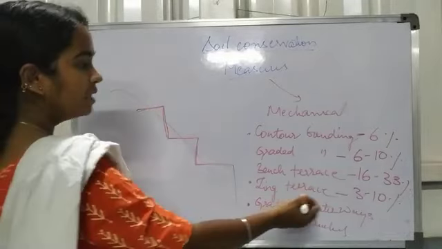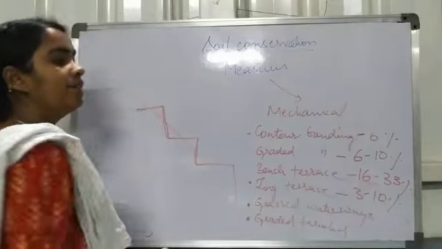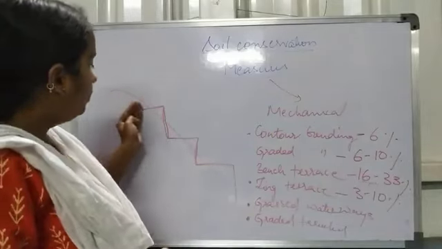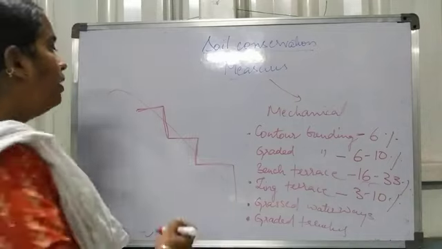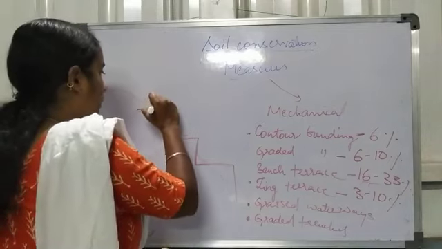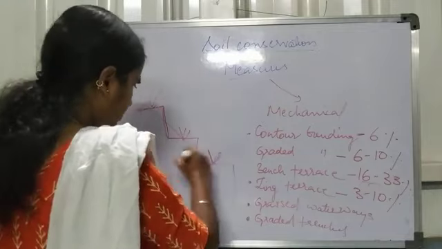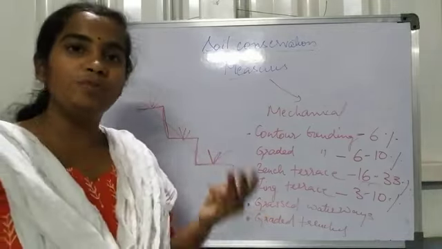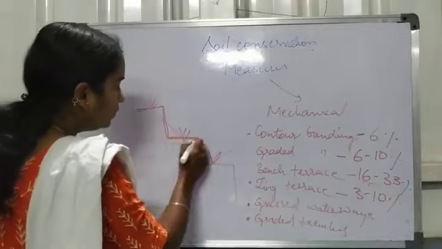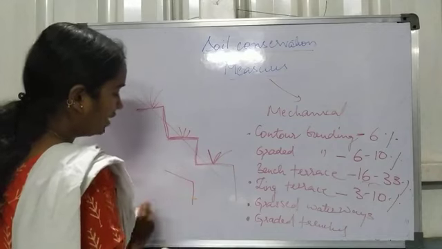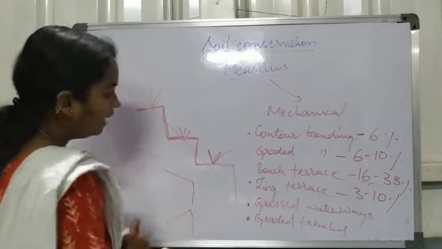When the land has a slope of 16 to 33%, then this type of terracing is done. Here crops can also be grown, and there are three different types of bench terrace. Like this, it may be tabletop or level, or it may be outside facing, or it may be inside facing.